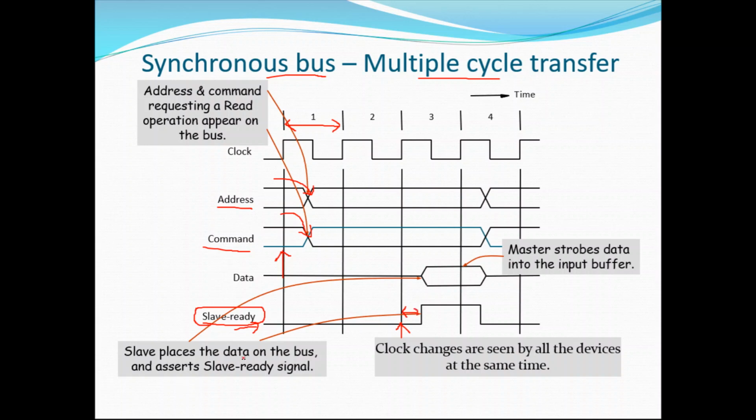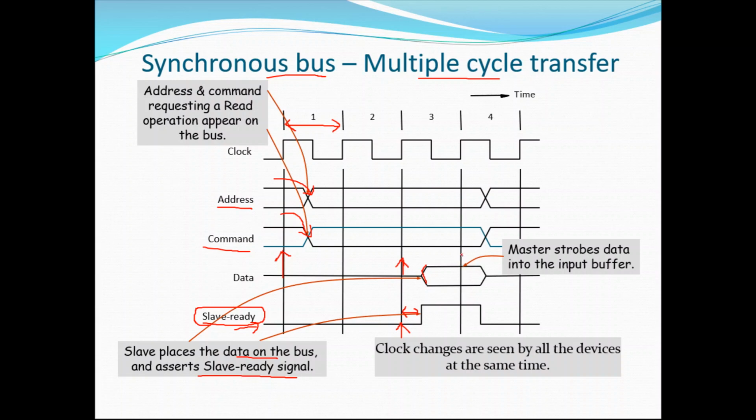The slave places the data on the bus and asserts the slave ready signal. So not only does it assert the slave ready signal, it also places the data. After placing the data in the data bus, it asserts the slave ready signal. Are you getting? So it places the data at this time, and also asserts the slave ready signal at this time, but the data appears in the data bus with a delay, and the slave ready signal is also asserted with a delay.